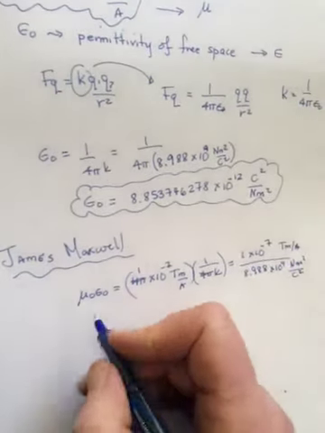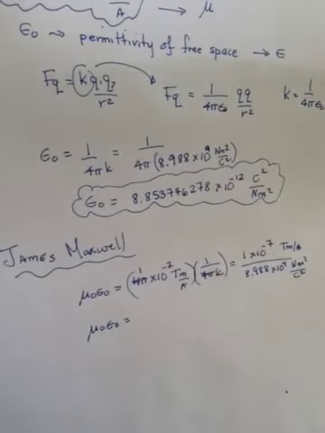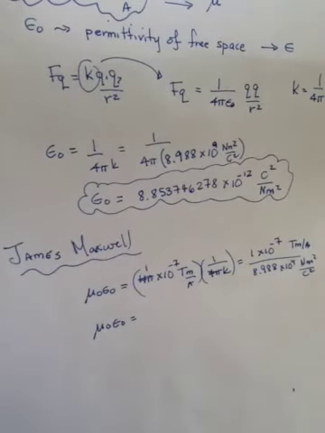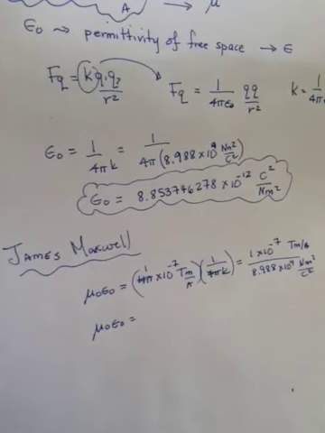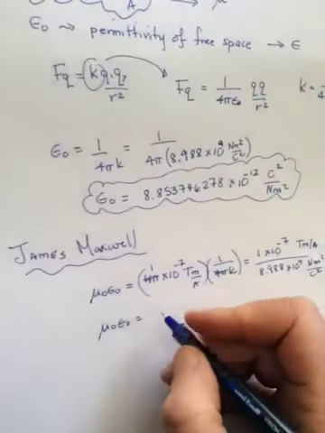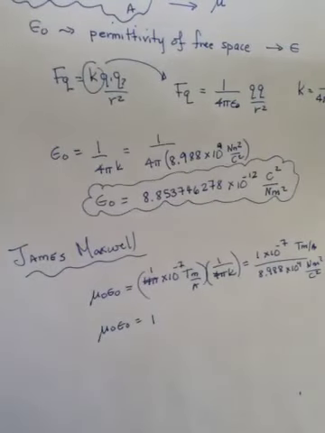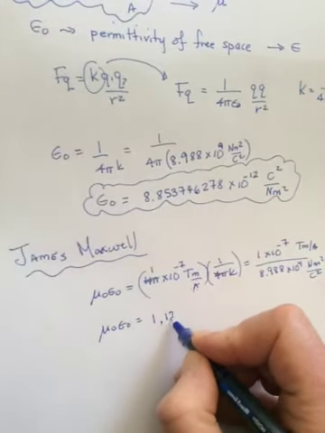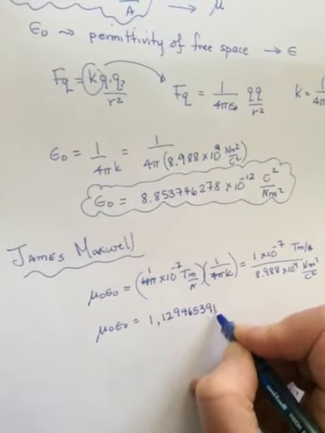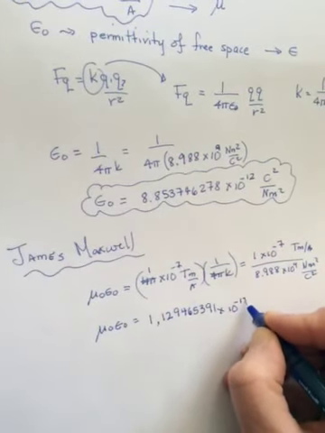Okay, so pause me again and find out what this value is. Did you do it? All right, if you did, you should get, let me put it in scientific notation, 1.129465391 times 10 to the negative 17.